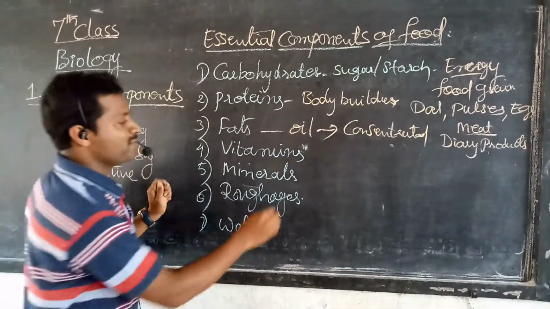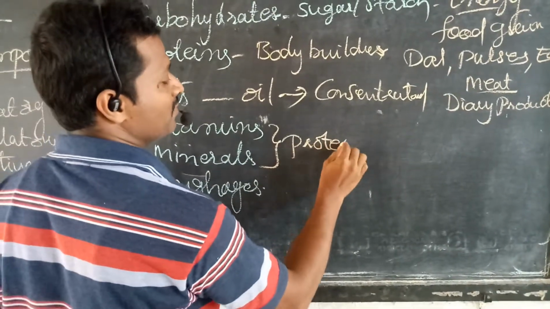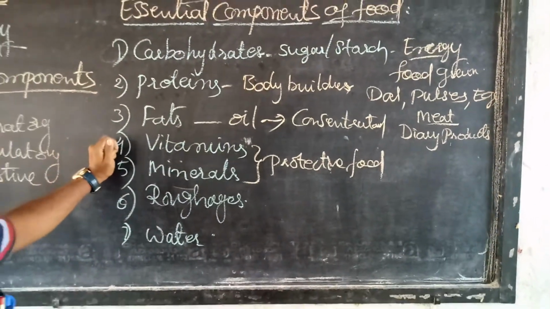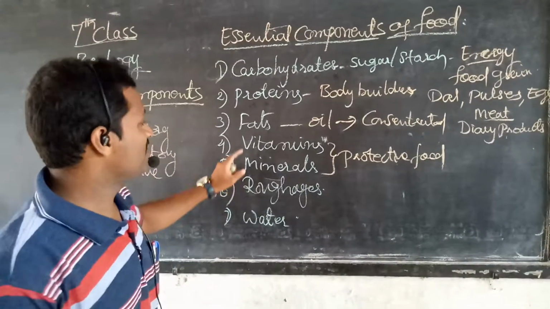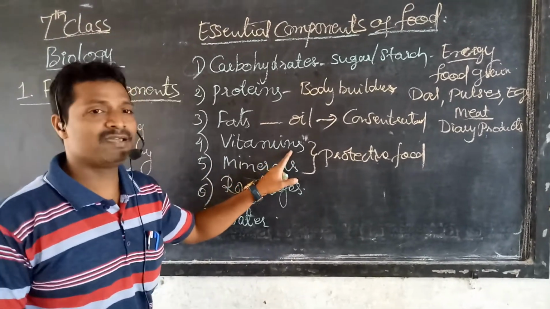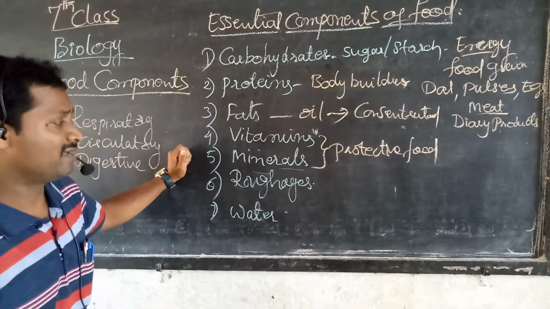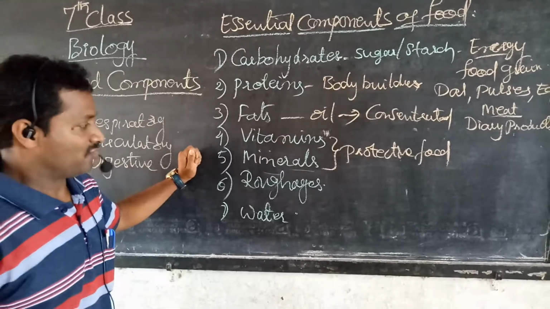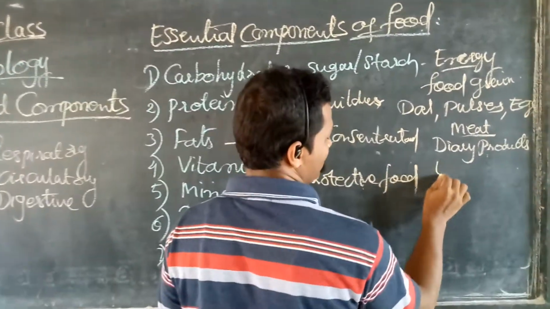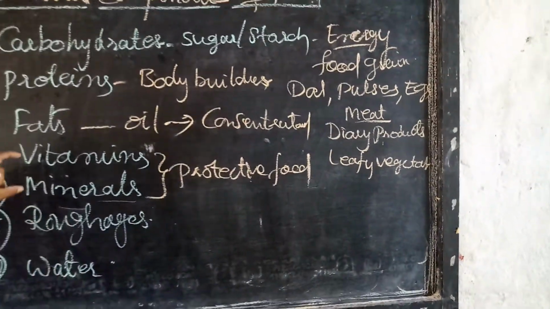And next one, vitamins and minerals. Vitamins and minerals both are called protective food. Why? They protect our body against diseases. We have to take more quantity of food containing vitamins and minerals. There are different vitamins: A, B, C, D, E, K. That is the next topic we will discuss. And minerals: calcium, iron, manganese, sodium chloride, etc. They are all minerals. What are the sources of vitamins and minerals? All green leafy vegetables and fresh fruits, etc. These are the sources of vitamins and minerals.